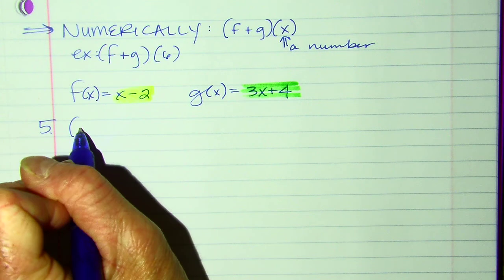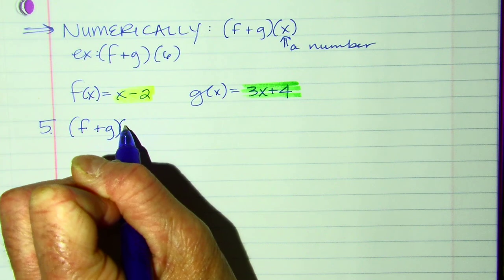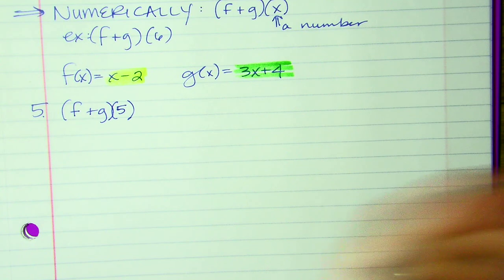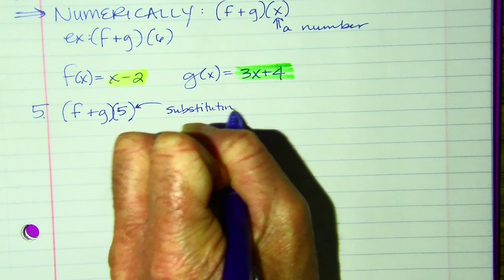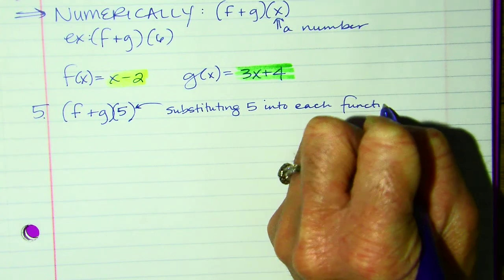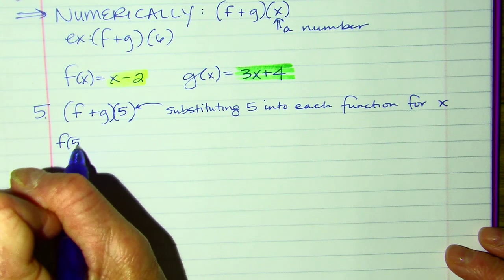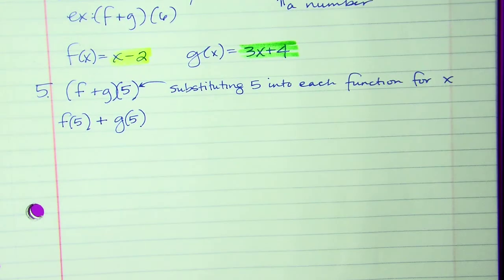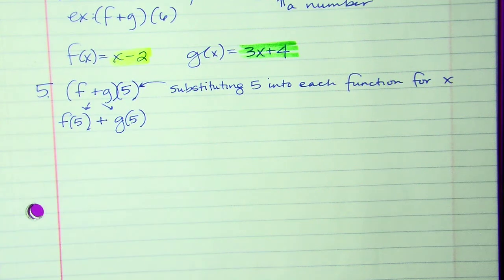Simplify, what is f plus g of 5. So this changes things up. I'm no longer just adding my functions. This means that I'm substituting 5 into each function for x. Another way to think of it is they're asking you to plug 5 into f and add that to the result of plugging 5 into g. Okay, so this is another way to write this. And so that is simply what I'm going to do.